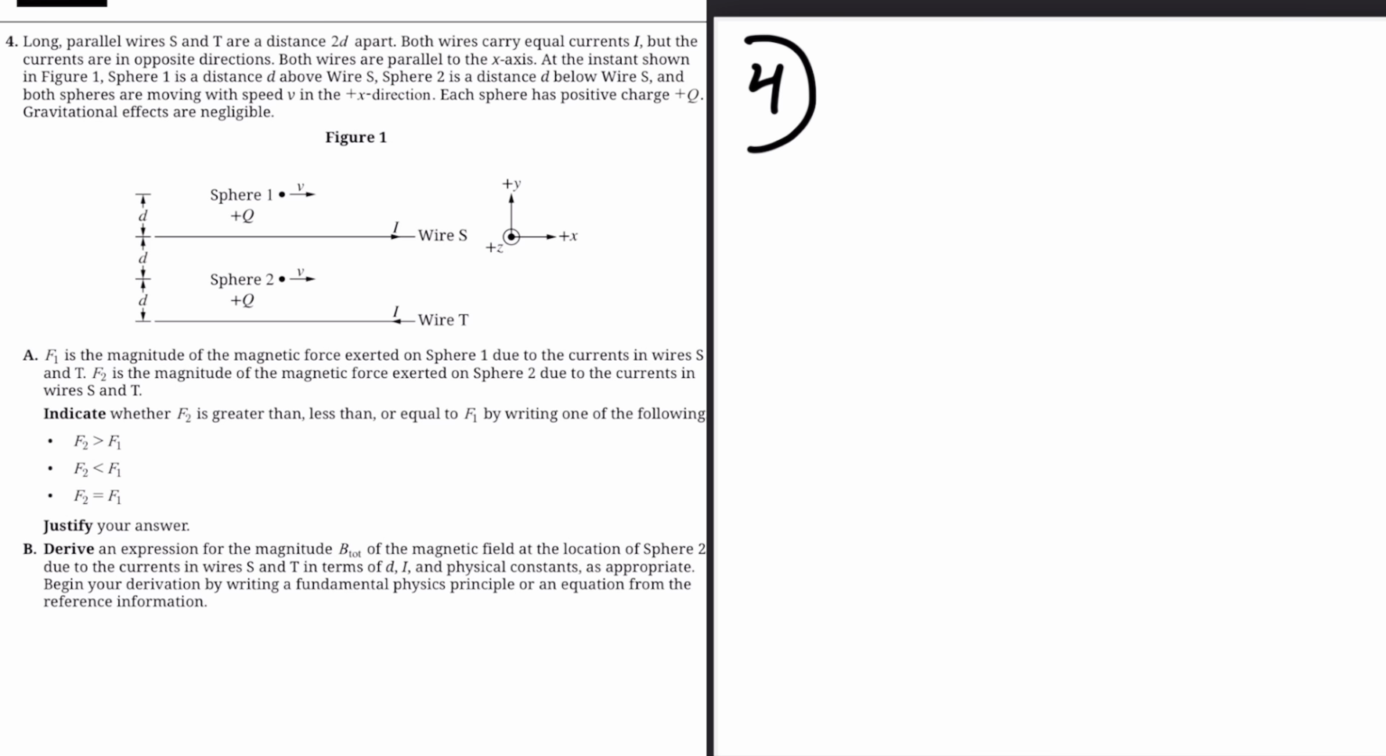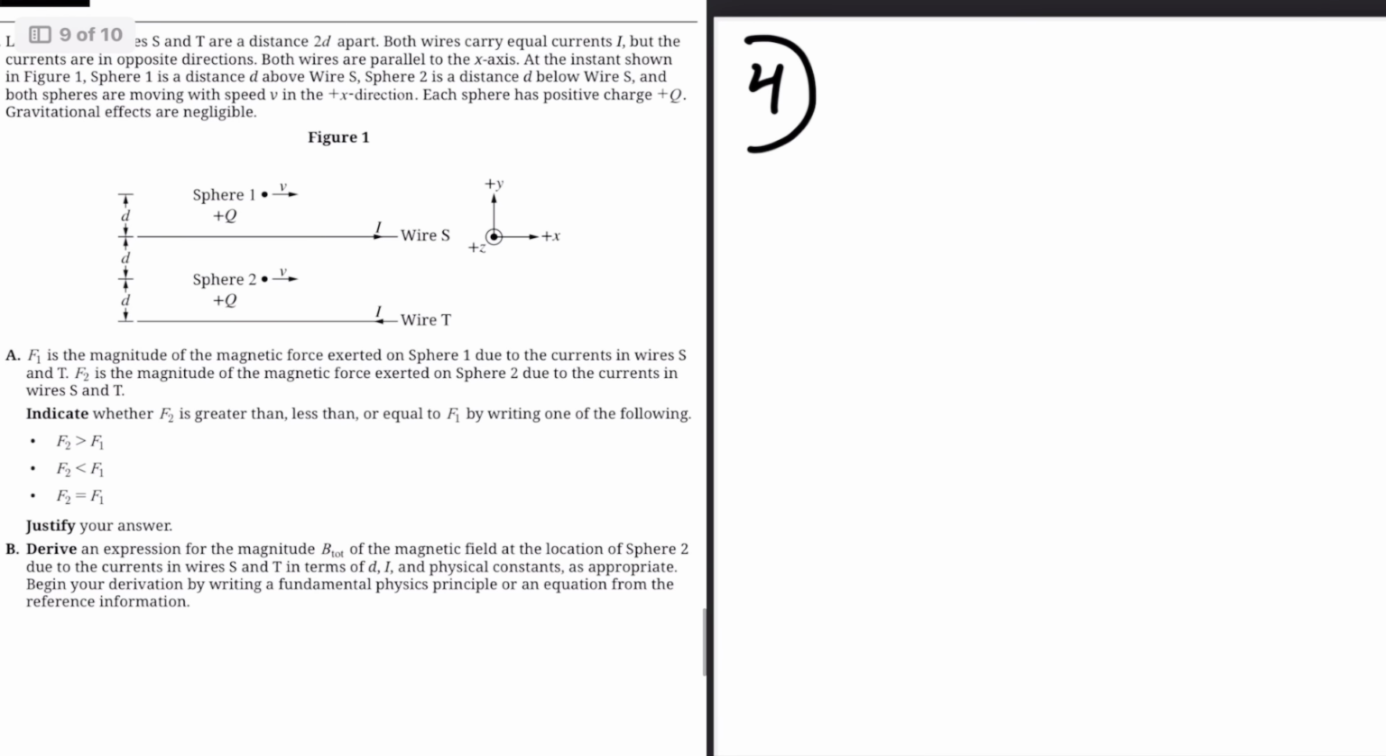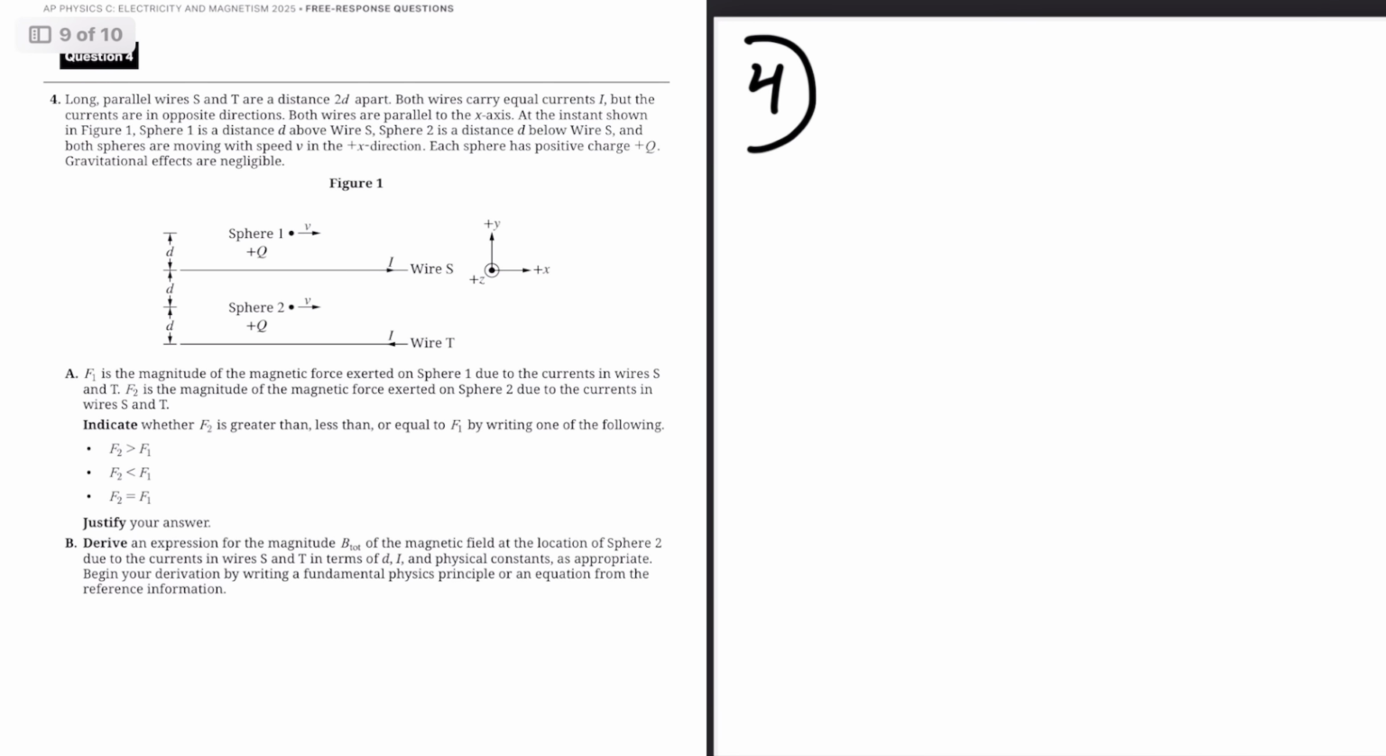So now we're going to read this question. Question 4, almost finished. Long parallel wires S and T are a distance 2D apart. Both wires carry equal currents I, but the currents are in opposite directions. Both wires are parallel to the x-axis, as shown in figure 1. Sphere 1 is a distance d above wire S, and sphere 2 is a distance d below wire S, and both spheres are moving with speed v in the positive x direction. Each sphere has a positive charge plus q, and gravitational effects are negligible.